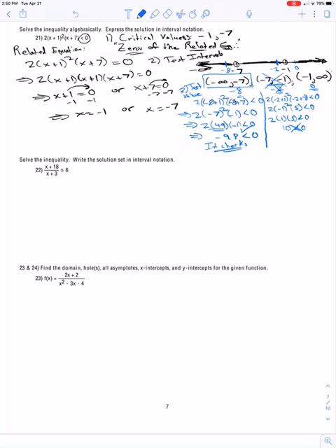And then our third and final possibility to test is negative 1 to infinity. So let's test it. So negative 1 to infinity, as we test, I'm going to test with 0.